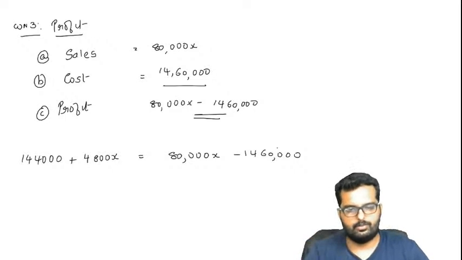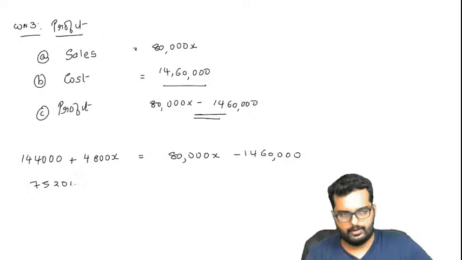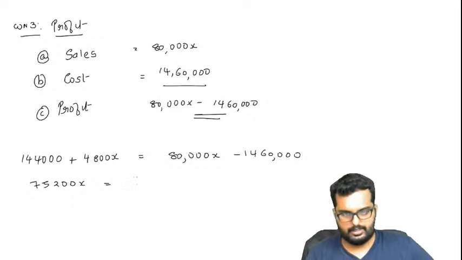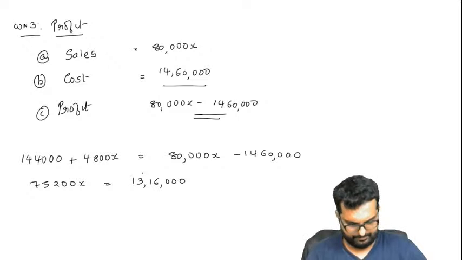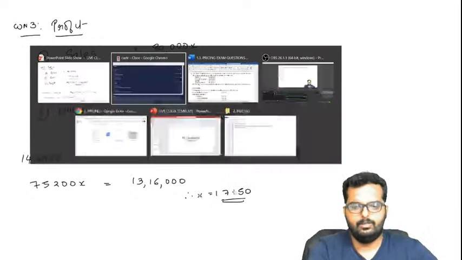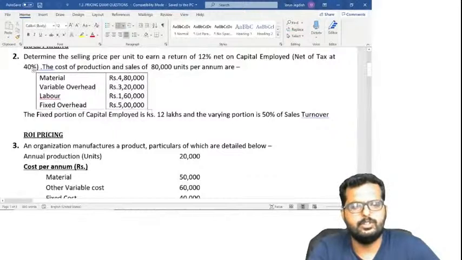Okay friends, shall we start solving this now? That would be 80,000 minus 4,800 would be 75,200 X is equal to 13,16,000. So I'll get the value of X as how much? It will be 17.5. Let me confirm that I have not missed out on any information.